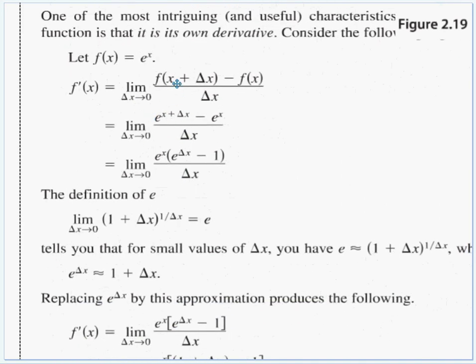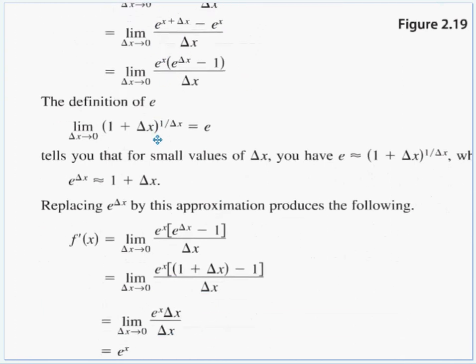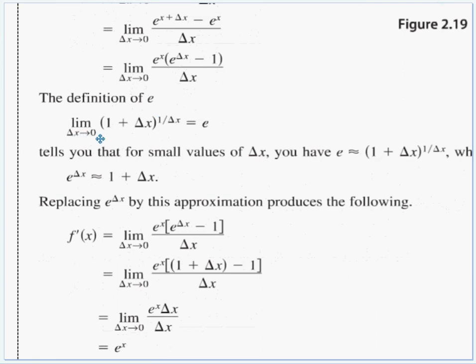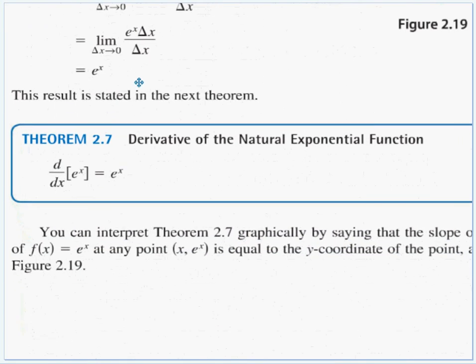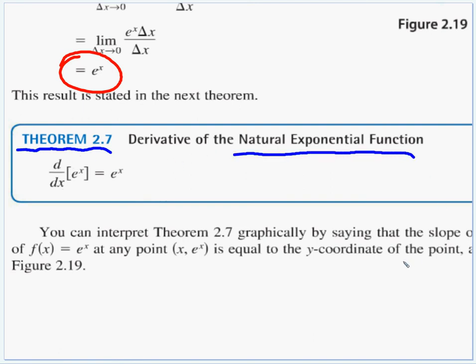We have our f of x plus delta x, there's our difference quotient. We do our e to the x plus delta x, and we factor out an e to the x. When you sub in the definition of e from our limits section, the cancellation cancels out these delta x's. The derivative of e to the x is e to the x. It is its own derivative. So it's here in Theorem 2.7: the derivative of the natural exponential function, e to the x, is e to the x.